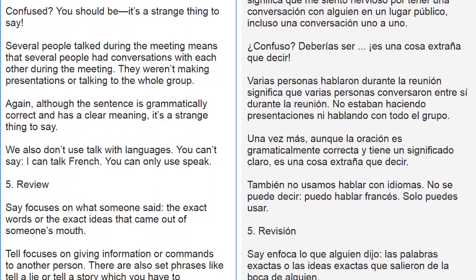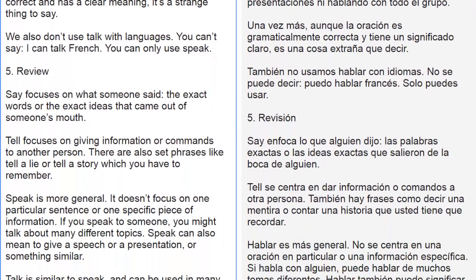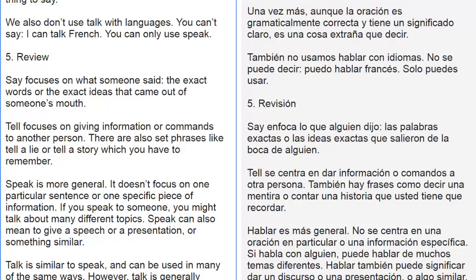Several people talked during the meeting means that several people had conversations with each other during the meeting. They weren't making presentations or talking to the whole group. Again, although the sentence is grammatically correct, it has a clear meaning. It's a strange thing to say. We also don't use talk with languages. You can't say, I can talk French. You only use speak.